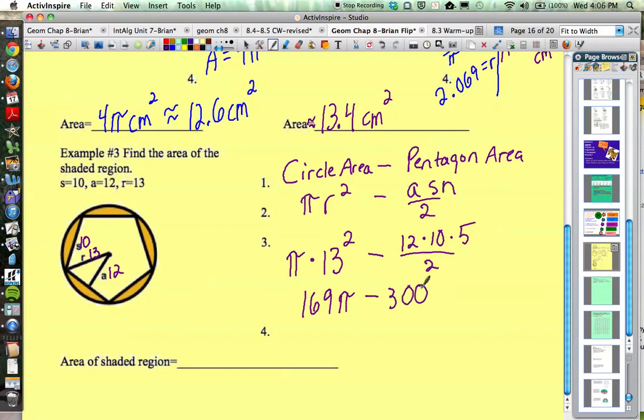So 169 pi minus 300 is technically our answer in terms of pi, but that's kind of a weird answer in terms of pi. So if we're going to get the decimal equivalent to that, that is approximately equal to about 230.9 square units. Okay, so the area of the shaded region is approximately 230.9 square units. Notice that we didn't really round it until the end of the problem. We can't leave our answer in terms of pi. We want to keep it as exact as possible till the very end.